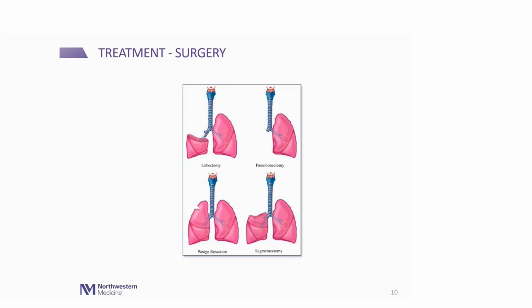Now, sometimes if a person's lungs don't allow, then the surgeon may not remove the whole lobe, but only removes just the part of the tumor by itself. As you can see in this picture, it's called a wedge resection, shaped like a wedge.